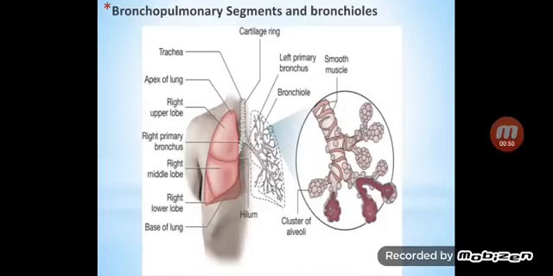The bronchopulmonary segments. What are the bronchopulmonary segments? These are anatomical, functional, and even surgical units in the lungs.